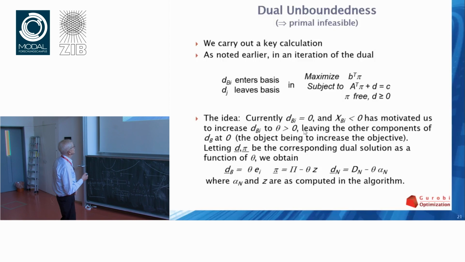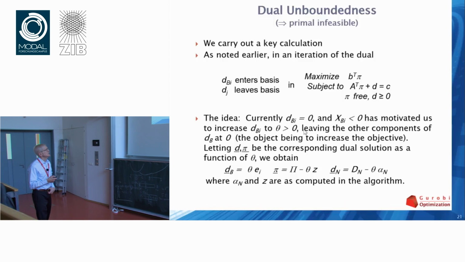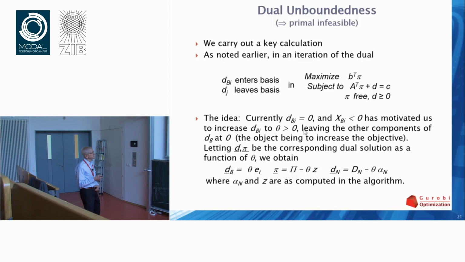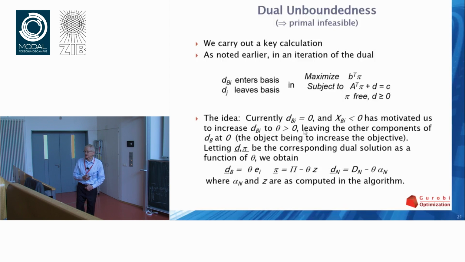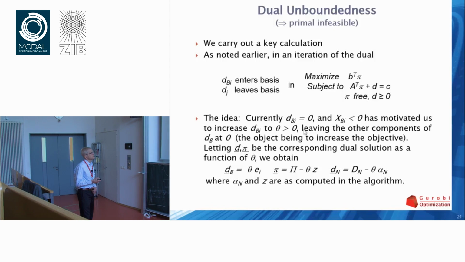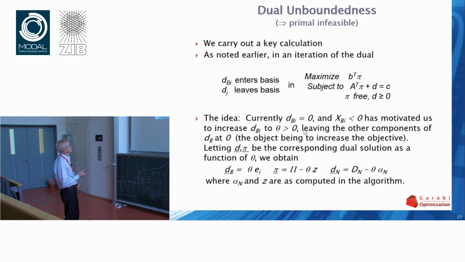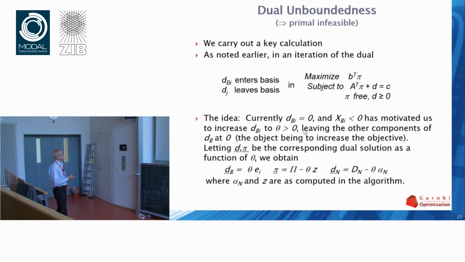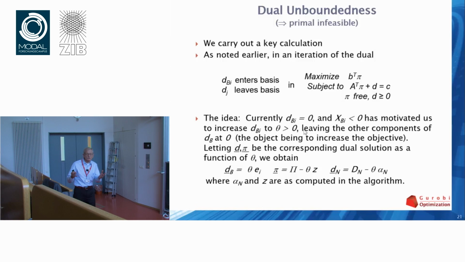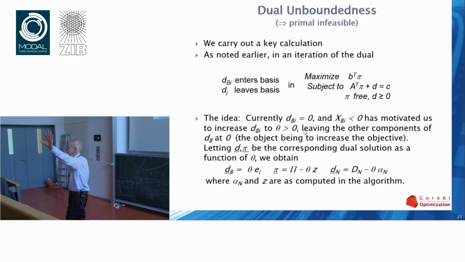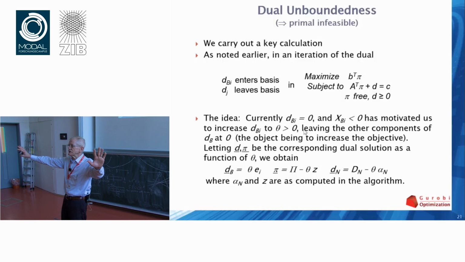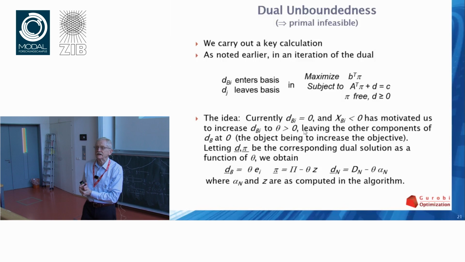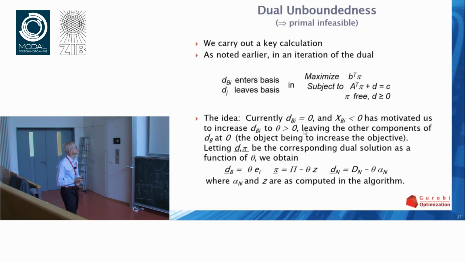The idea is currently DBI is equal to 0, and we selected this BI because XBI was negative. It's a violation of primal feasibility, and that motivated us to increase this D to some positive value, leaving the other components of DB at 0. That's the way the simplex method always works. We take a single non-basic variable, leave all the others at their current values, change it, look at the effect on the basic variables and on the objective function.